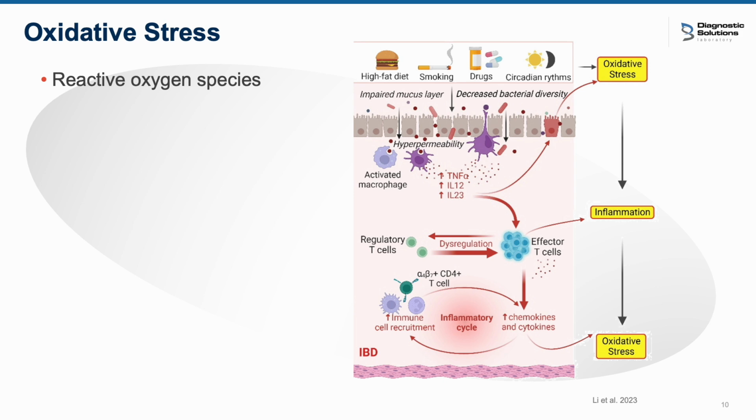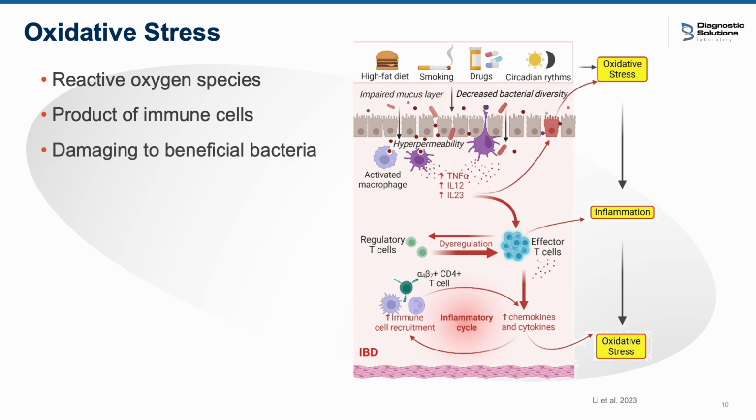Reactive oxygen species are highly volatile and will damage tissue, damage the microbiome, and perpetuate inflammation. They are products of the circulating immune cells that are involved in the inflammatory state. They are very damaging to beneficial bacteria. And this is because a lot of our beneficial bacteria, I would say most in the colon, are what's called obligate anaerobes, meaning that they are obligated or have to be in an anaerobic or no oxygen environment. So oxygen is actually toxic to these bacteria.